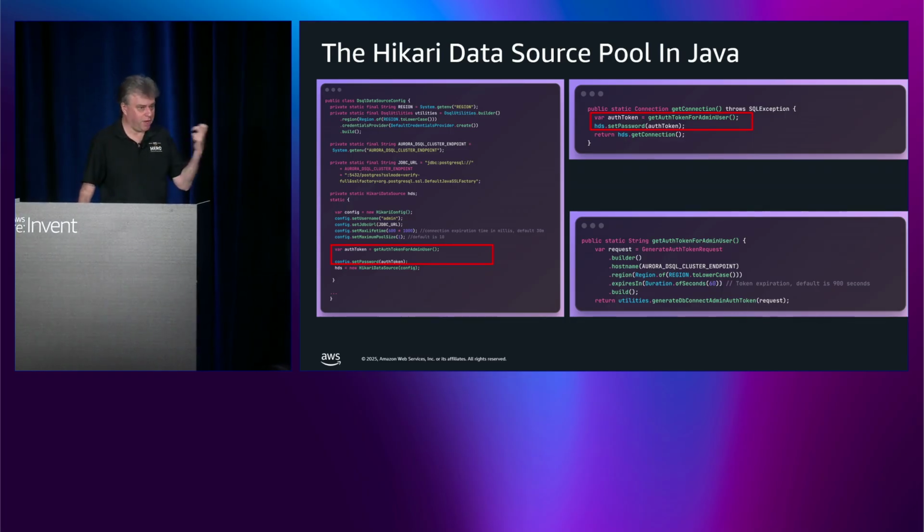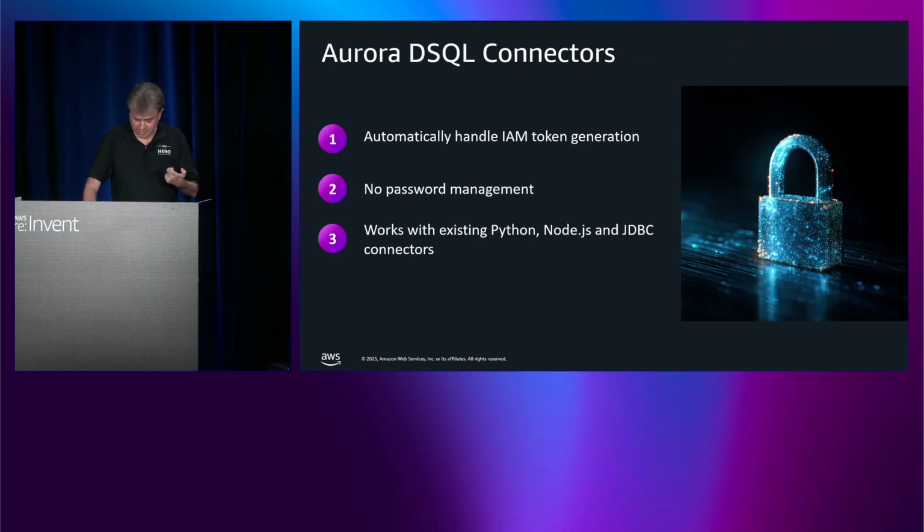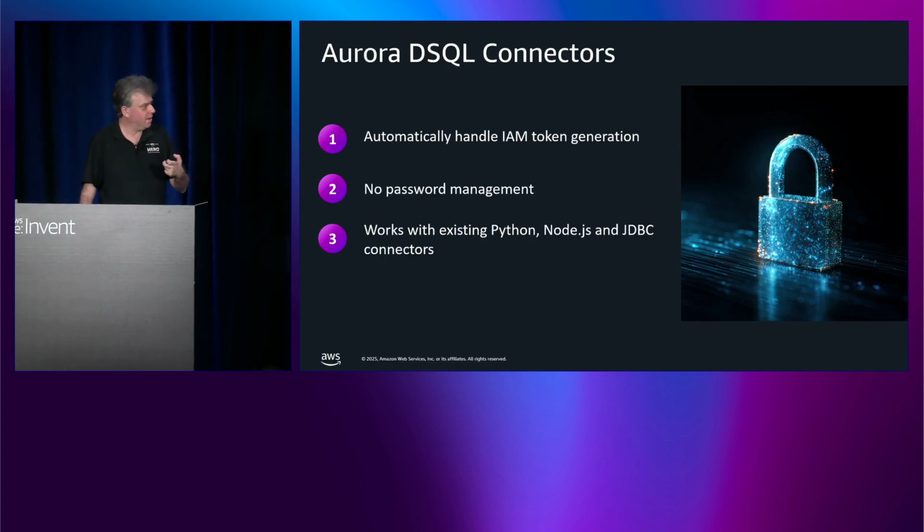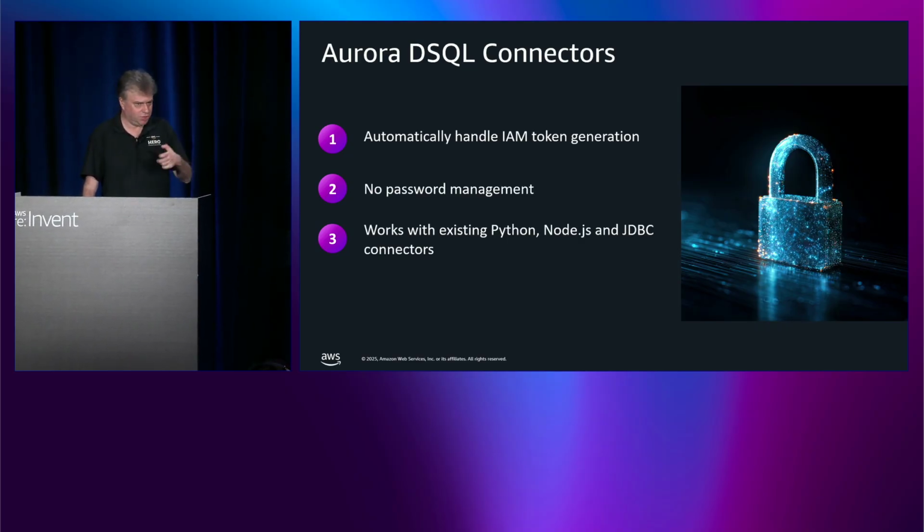And it seems like boilerplate code, and that's why the AWS team improved that. They started with Java, but now for other languages as well, they release so-called connectors. These connectors help you handle this token generation automatically, so you don't need that. If you look at the previous slide, that was the only dependency on the AWS SDK: to fetch this token. All other code is simple JDBC code. So you can simply reuse what you already had.